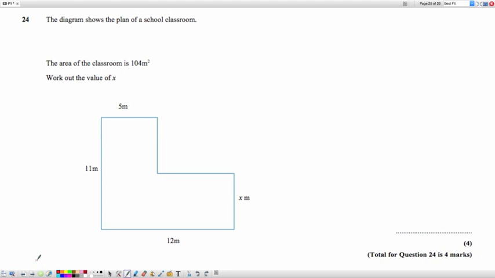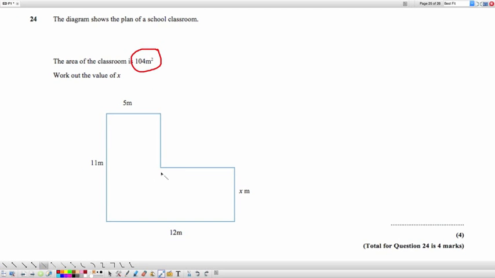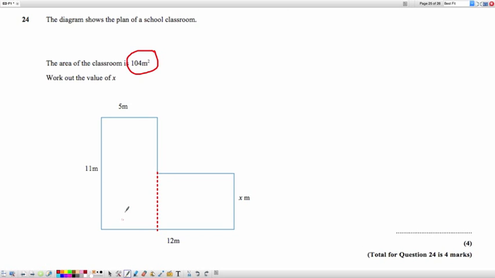Question 24. The diagram shows a plan of a classroom. The area of the classroom is 104 metres squared. We need to find the value of x. So here we have a compound shape. Our first step is to split the shape. We can split it this way, or we can split it this way. Let's work out the area here of A. 11 times 5, which is 55 metres squared.